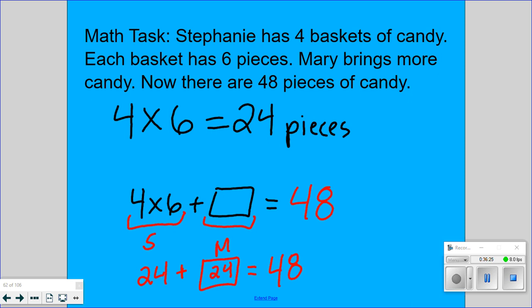How many pieces of candy did Stephanie bring? How many pieces of candy did Stephanie bring, Gio? 24. How many pieces of candy did Mary bring? Carl? 24. They all look the same thing. Whatever you've got, that's fine. Make sure you've got the equations that I've got.